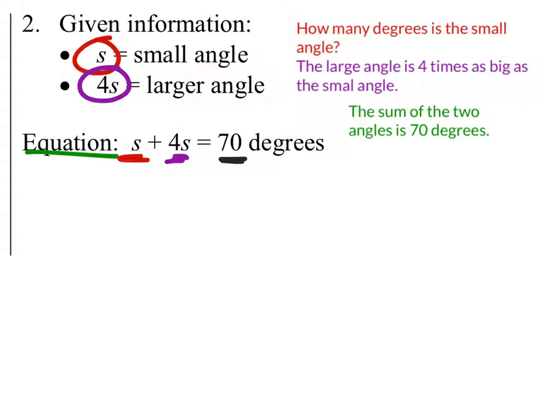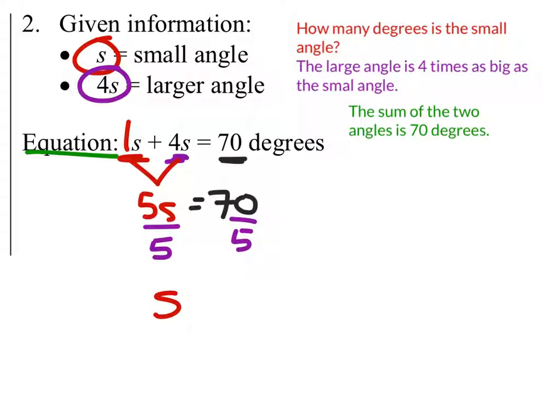Is this still in the first box? Yep. All right. It did ask us to solve for all of the unknowns, and right now the unknowns are the small angle and the large angle. But if we solve the equation, then we will have solved for s, which is the measurement of the small angle. So that's a 1s, by the way. Some people kind of forget that. So when I combine my s's, I've got 5 of these s's, equals 70 degrees. Now when I divide both sides by 5, I get that the small angle is 14. And that would be 14 degrees.